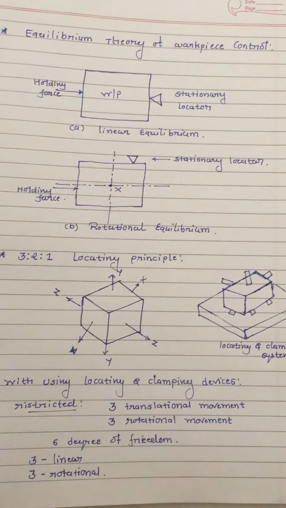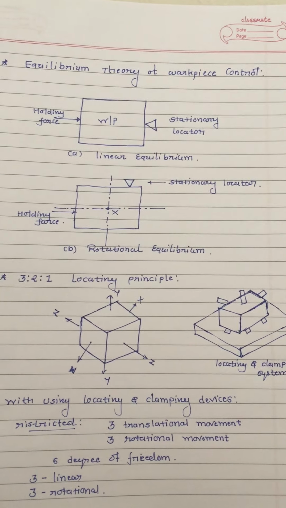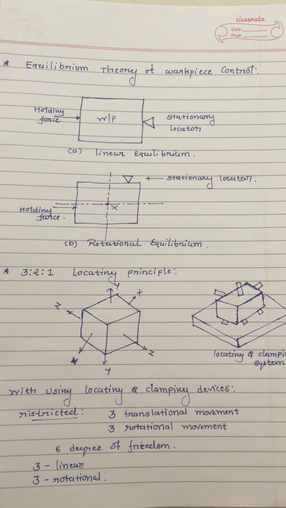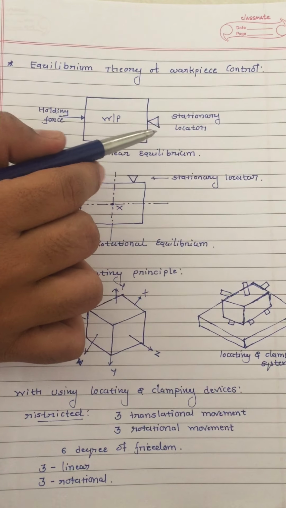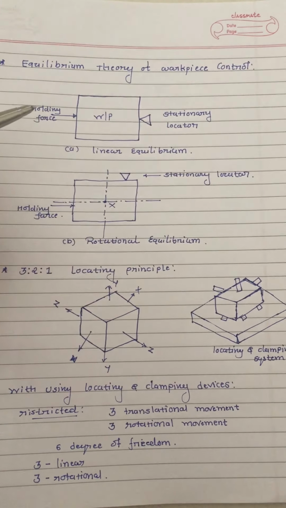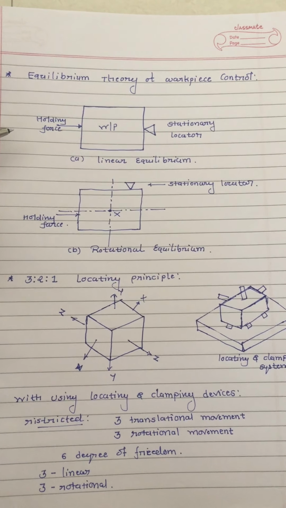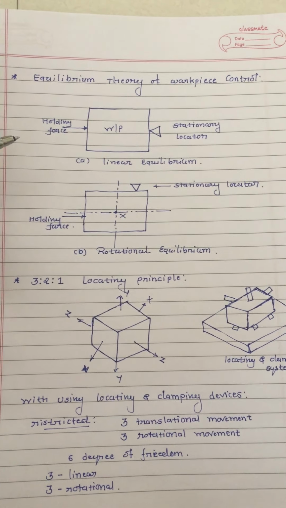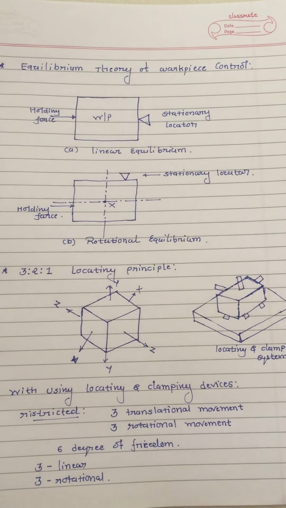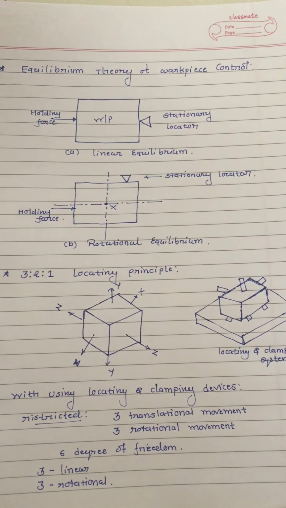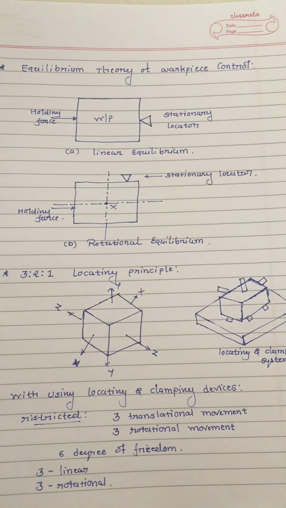So we move forward to the next topic of our discussion. Today's discussion is the equilibrium theory of the workpiece. As you can see in the figure, here is a workpiece, and the workpiece is located with these stationary locators, right? And we are applying holding forces. So with the clamping and locating device, we can restrict the linear movement of the workpiece.